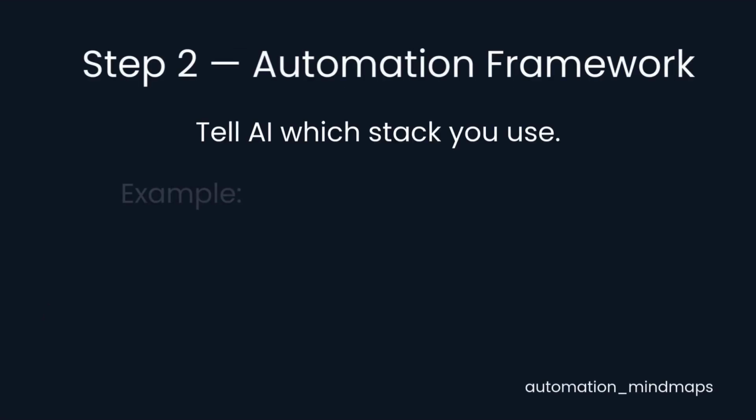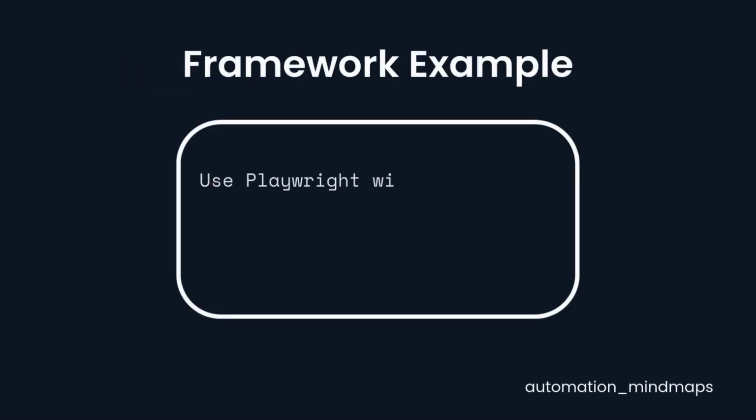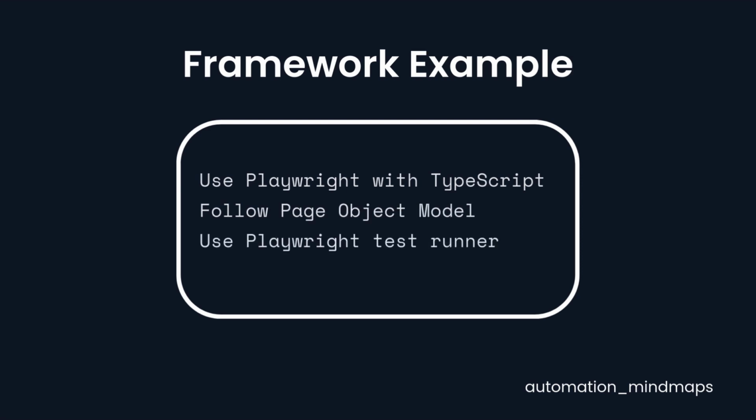The second step is specifying the automation framework. This tells AI how the code should be structured. For example, use Playwright with TypeScript, follow the page object model pattern, use the Playwright test runner. Without this information, AI might generate code in the wrong language or with the wrong structure. Providing the framework ensures the generated code fits closer to your actual automation project.